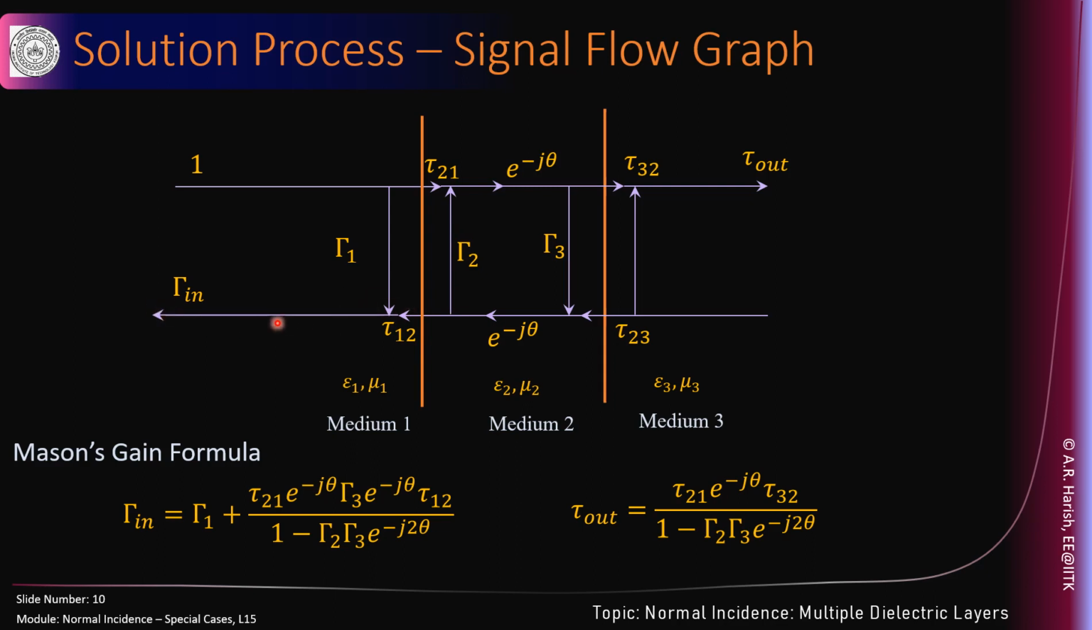So gamma 1 is the sum of these two waves. Since we are not very keen on this term here, the incident from the right side, there is nothing incident, we really don't have to worry about it. We don't even have to take it into account. Now, what is gamma in?